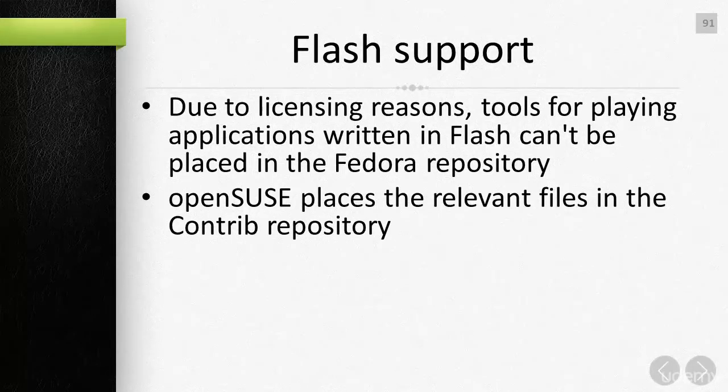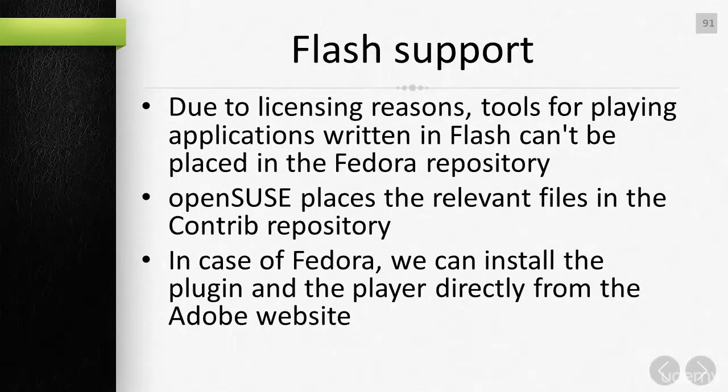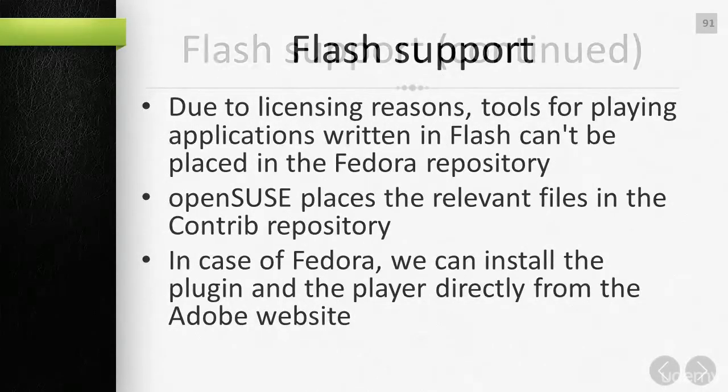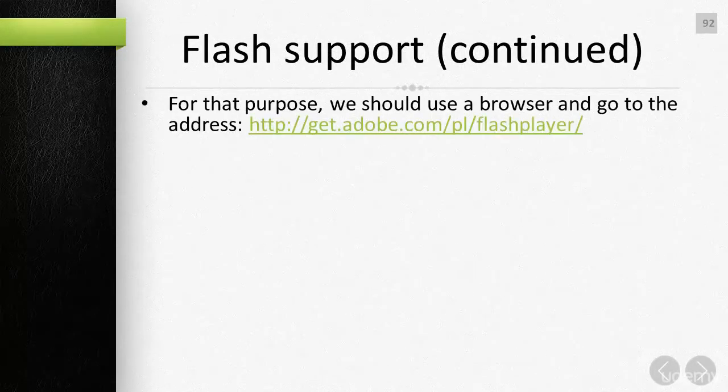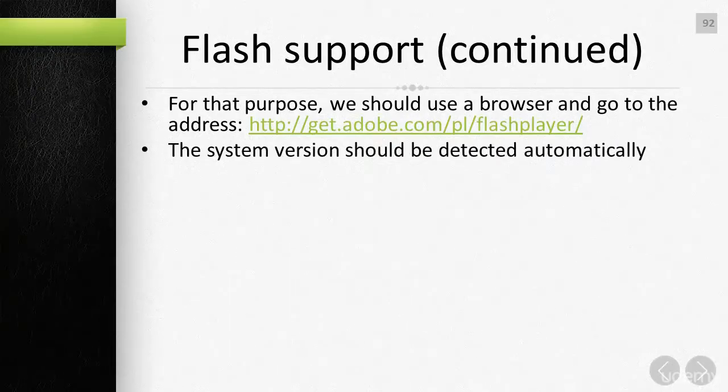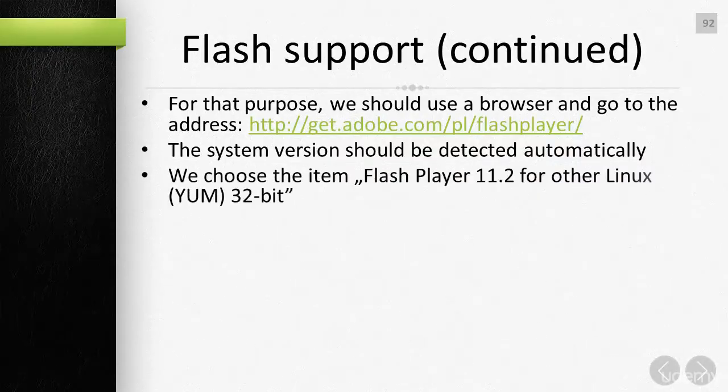If you use OpenSUSE, you can download it directly from the Contrib repository. Fedora users should add the repository that can be found on the Adobe website. To download Flash for Fedora, open the website in your browser. The browser should automatically detect the operating system you're using and provide you with the corresponding version. If something goes wrong, or if you want to download another version, you'll need to choose it manually.